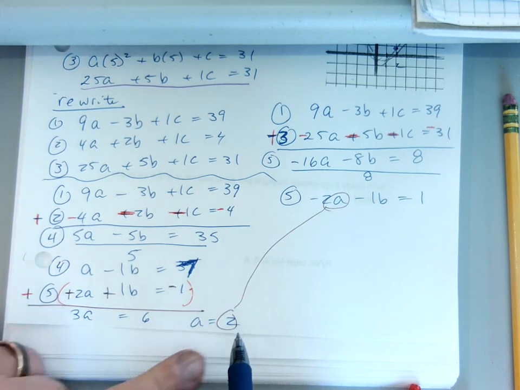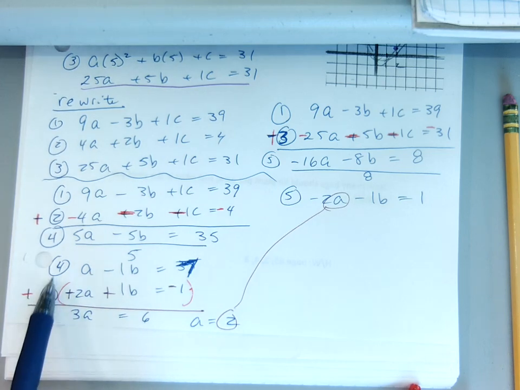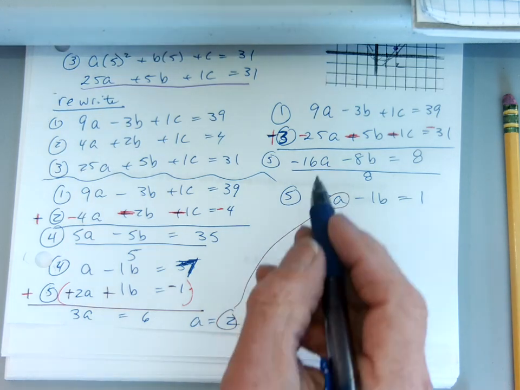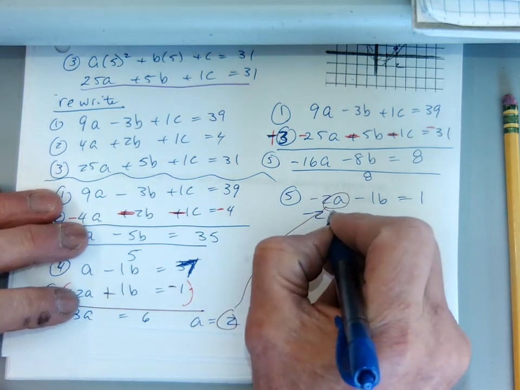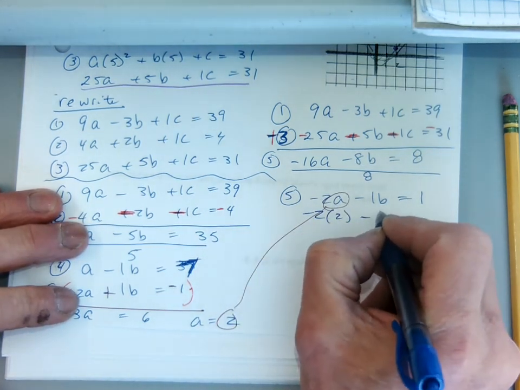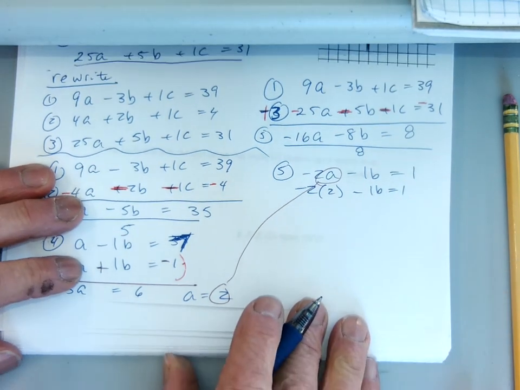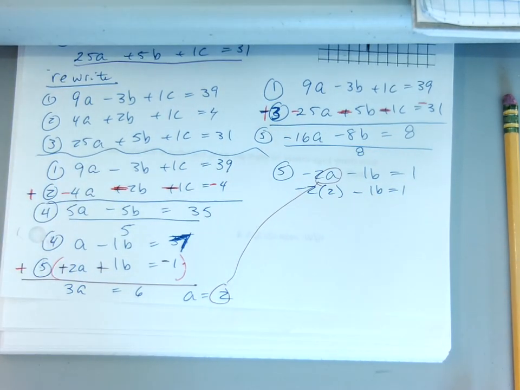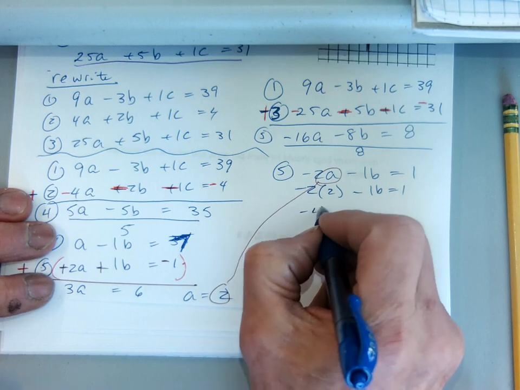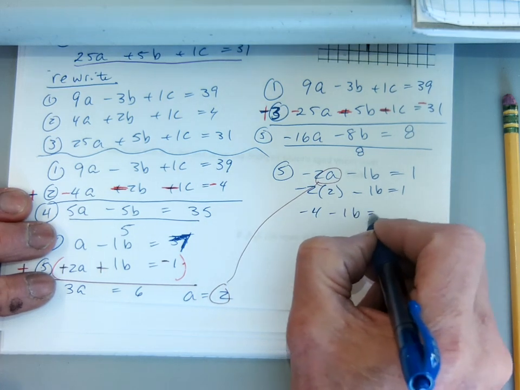So I can put my a into either 4 or 5, either equation, right? I can put a into 4 or 5. So I'm just going to put it into 5 because it's right there. So I'm going to go negative 2 times 2 minus 1b equals 1, right? I'm going to go negative 4 minus 1b equals 1.